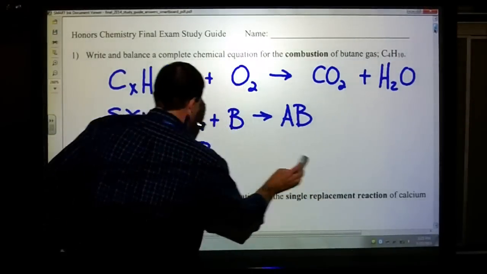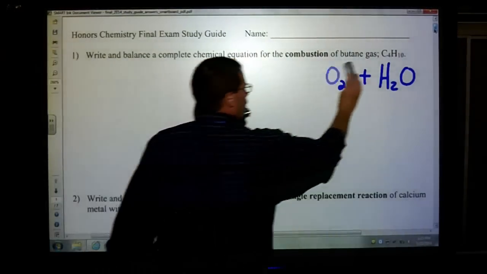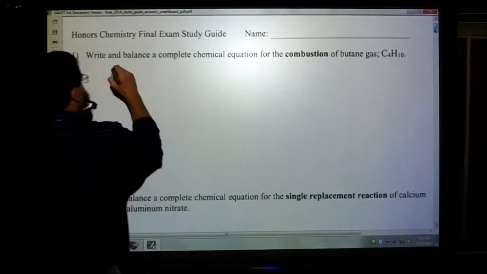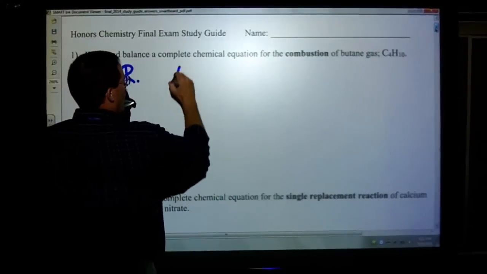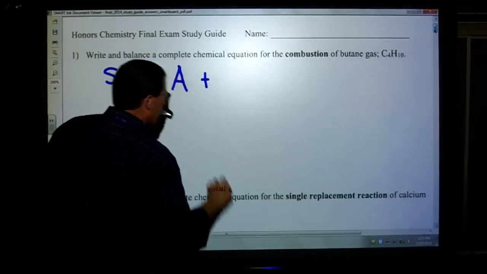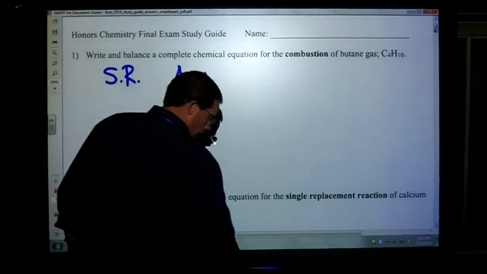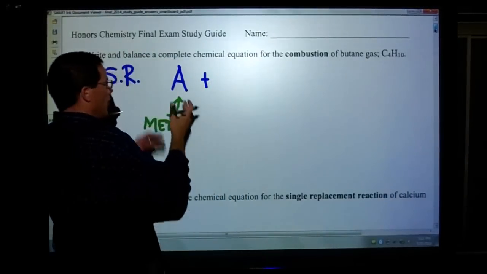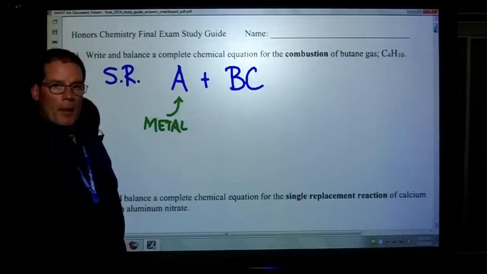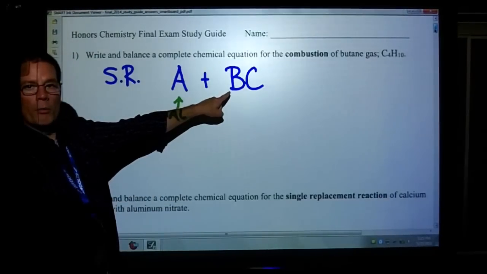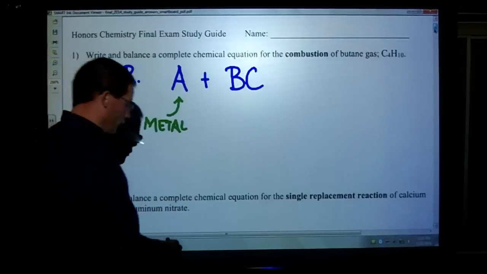There were 2 other types of reactions. Let me write those. Those 2 other types of reactions were a single replacement reaction. A single replacement reaction is where we have something standing all by itself, and we're going to call that a metal, and it's trying to react with a compound. So you have a single element reacting with a compound, which we'll call BC. And remember that the first thing written is always a metal, the second thing written is always a non-metal. So we always write the more metallic element first.